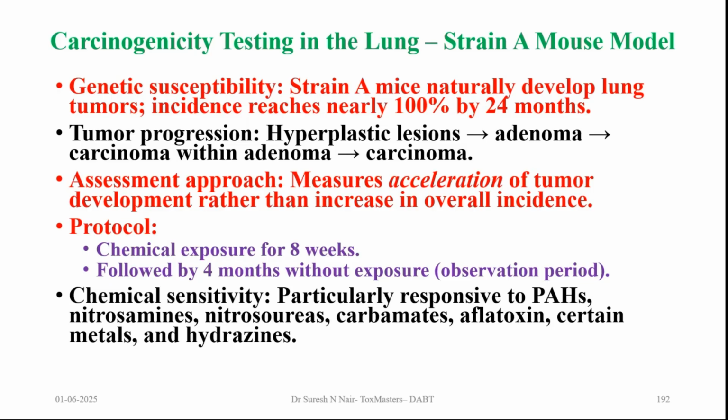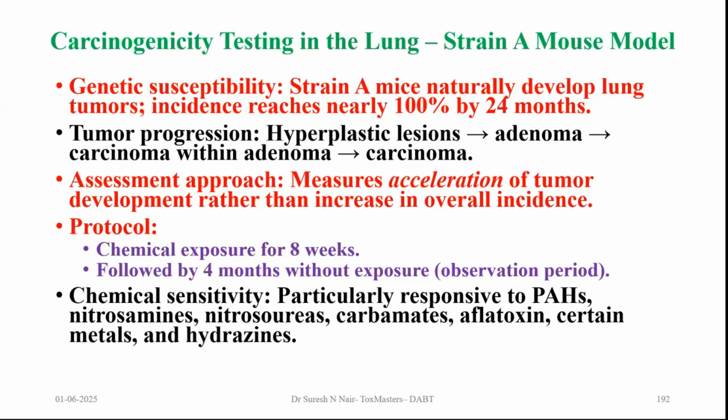Adenoma is generally a benign tumor. After some time, you will see adenocarcinoma cells start developing. That actually indicates the initiation of the tumor. Later that will progress to a carcinoma. So this is seen as a cascade or a chain. You can see it with this strain A mouse. That is the advantage of using the strain A mouse as a lung carcinogenicity approach.